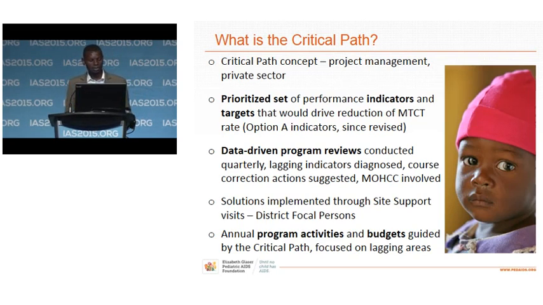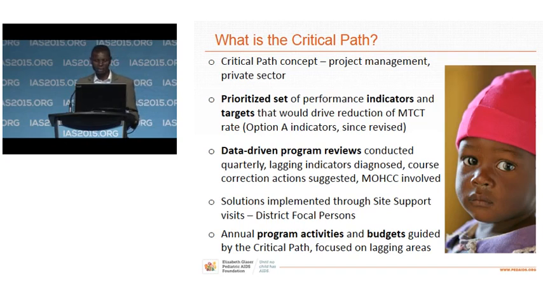In addition to that, the funding of the program was modeled innovatively in such a manner that program activities would be planned annually, and the budgets would also be reviewed annually to make sure that what was invested in the program in terms of activities and in terms of allocation of resources would be guided by the critical path. So resources and activities would have to be going towards the areas that would be lagging behind in performance on the critical path.